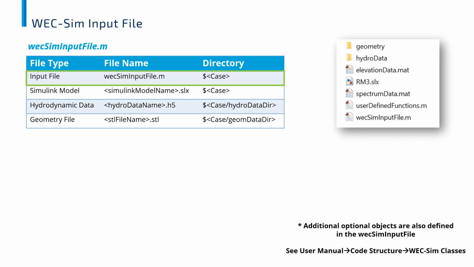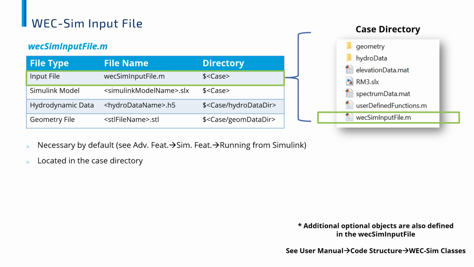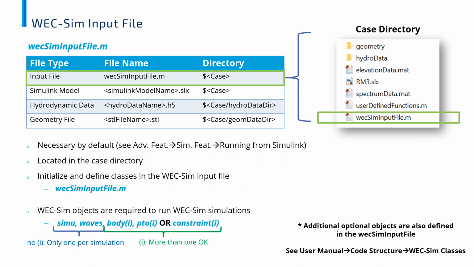The first of the model files we'll go into detail about is the WEC-Sim input file, which lives here in a case directory. If you're using the default WEC-Sim workflow, where you run from the command line, this is a necessary file. I'll refer you again to the advanced features of running from Simulink if you would desire an alternate workflow. This is the file in which we initialize and define all of the classes that will be used in our WEC-Sim simulation. And of those classes, you can only have one simulation class and one wave class per simulation, but that simulation can consist of multiple bodies, PTOs, and constraints.